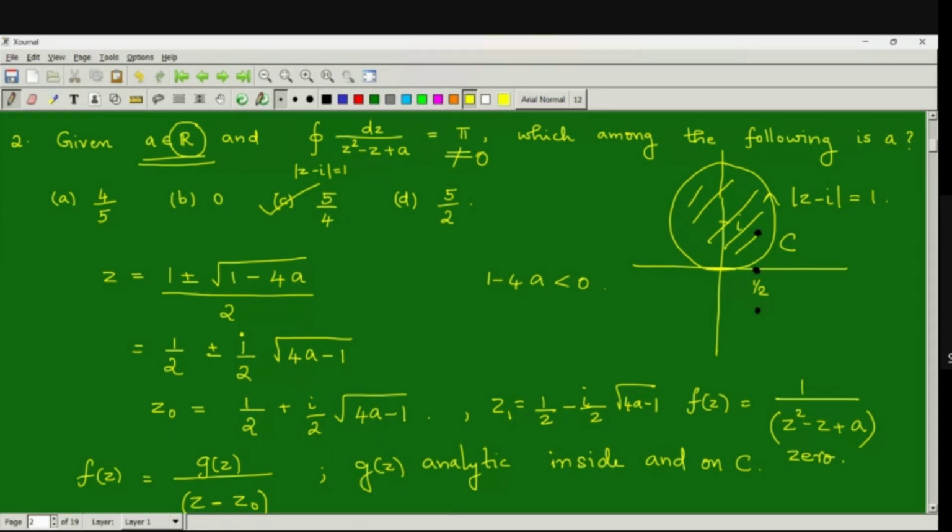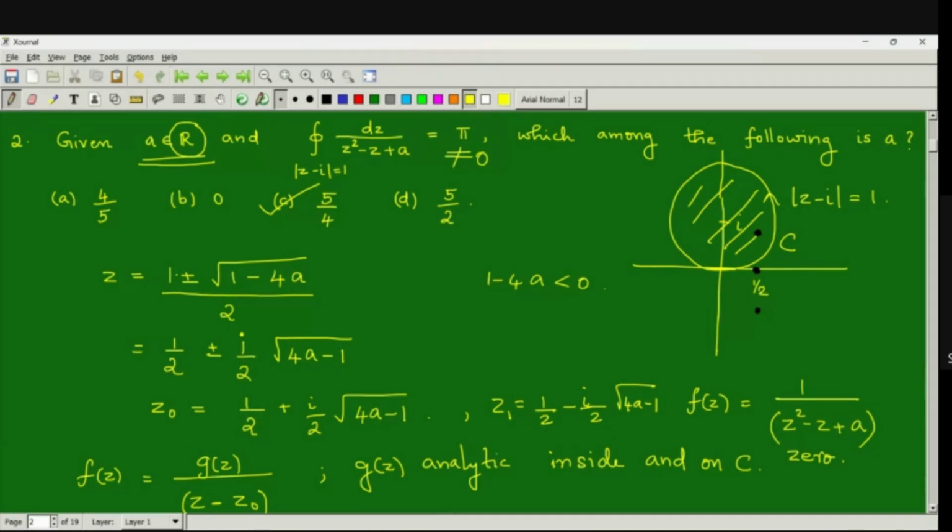Ma'am, here 1 minus 4 is less than 0. Okay, so that is the question. That's a very nice question, which I already explained, but I will explain once more. So the zeros of z square minus z plus a are 1 plus or minus square root of 1 minus 4a, by 2. What were we actually searching for? A zero of this polynomial inside that circle.